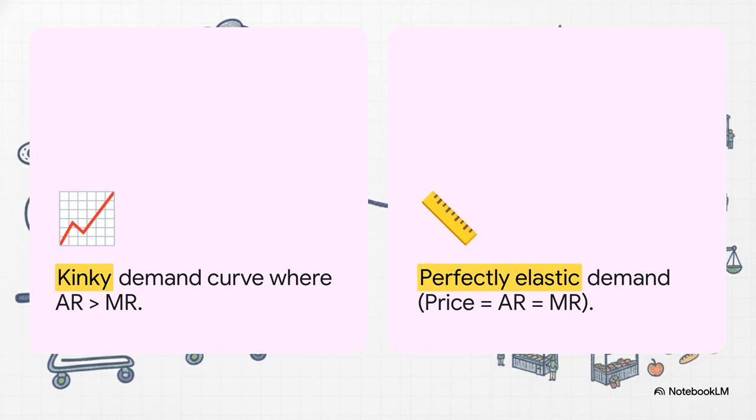Perfectly elastic simply means that buyers are infinitely sensitive to price changes. It's just a straight, horizontal line running exactly parallel to the x-axis. Because these smaller firms can sell all they want at the prevailing market price, but would lose literally all their customers if they raise the price by even a single penny, their price equals their average revenue, which perfectly equals their marginal revenue. It is pure, unfiltered mathematical simplicity.